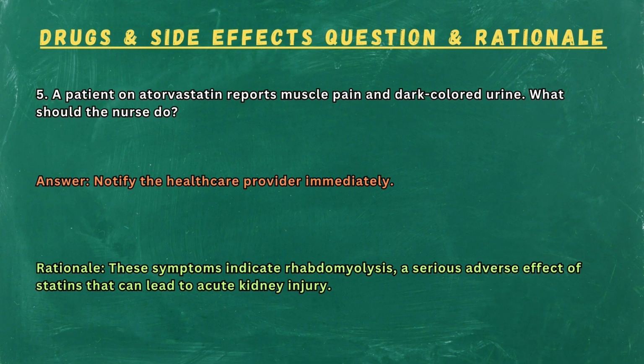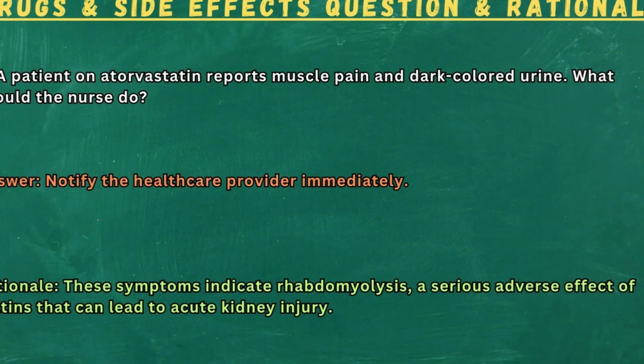5. A patient on atorvastatin reports muscle pain and dark-colored urine. What should the nurse do? Answer. Notify the healthcare provider immediately. Rationale. These symptoms indicate rhabdomyolysis, a serious adverse effect of statins that can lead to acute kidney injury.